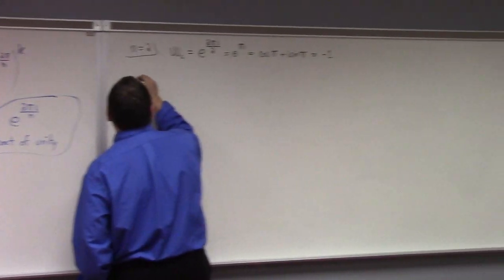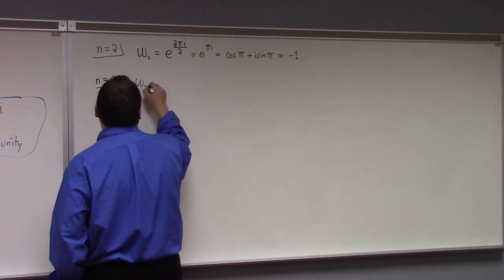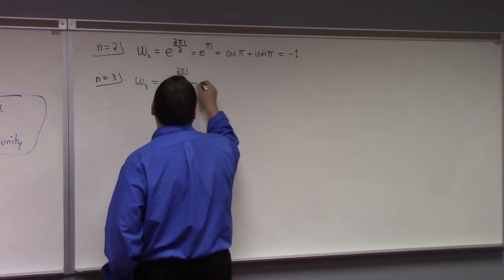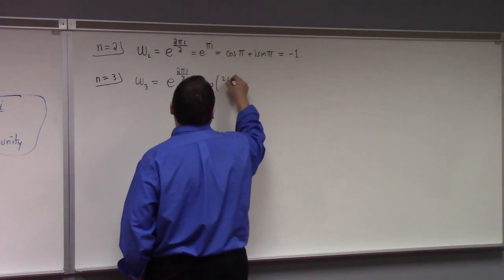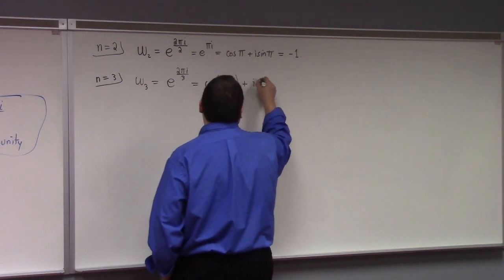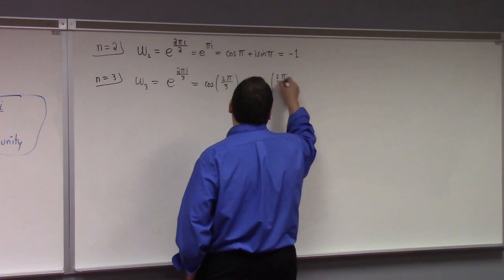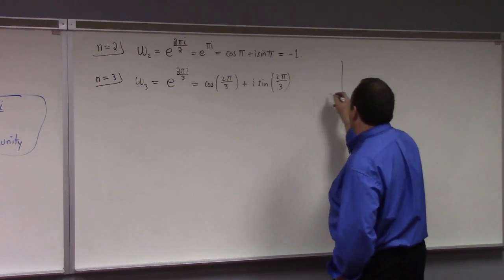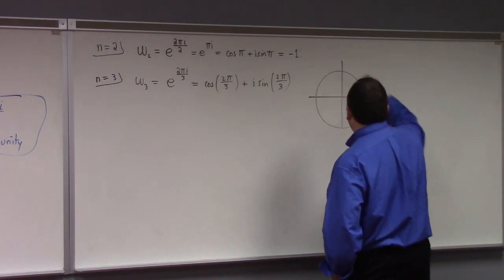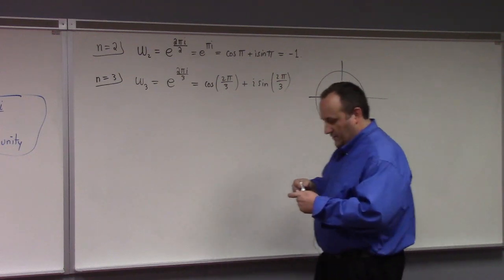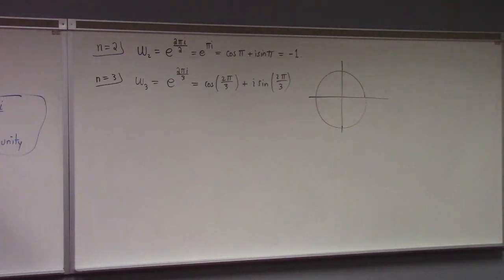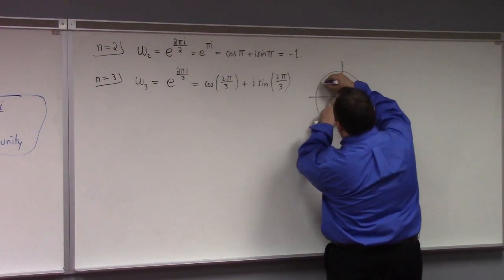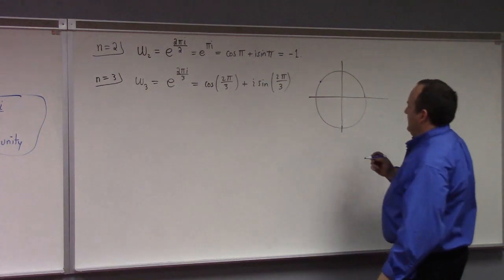n equals 3. Omega sub 3 is e to the 2 pi i over 3, which is cosine of 2 pi over 3 plus i times the sine of 2 pi over 3. If I was so foolish as to try to graph that, here's my unit circle. Where is that in the unit circle? Well, 2 pi over 3, so that's like here-ish. Maybe. Did I do that right?